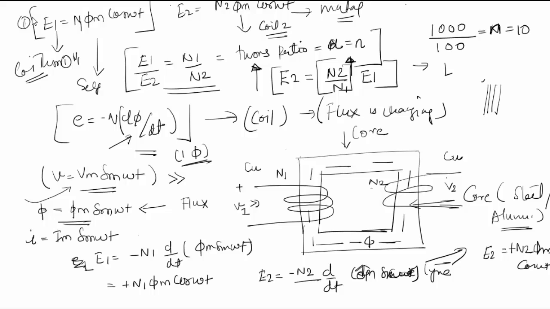So if my primary voltage is 100, then my secondary voltage can be raised up to 1000 volts, which is equal to 1 kilovolt. So that's how it's possible to increase the voltage on the secondary side based on the primary side. So that was about the transformation ratio.